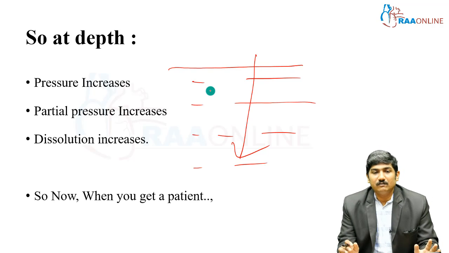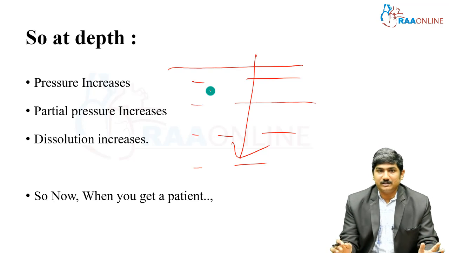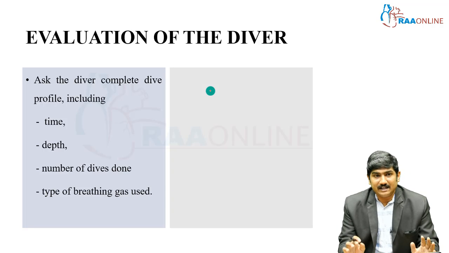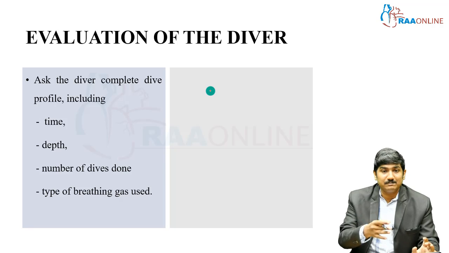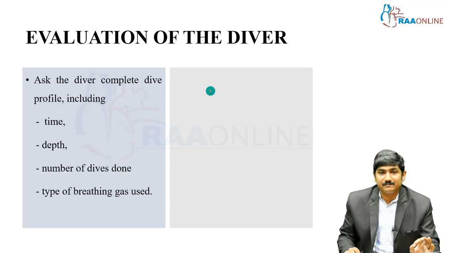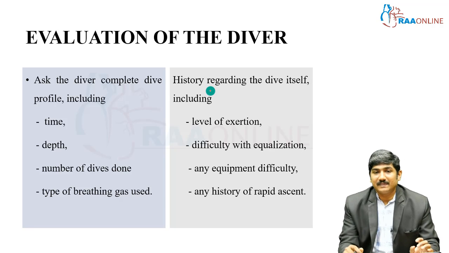Now, when you get a patient, what do you need to do? First thing is evaluation of the diver. Ask the diver for the complete dive profile: the time, how long he was inside, how deep he was inside, whether the number of dives done was one or multiple, and the type of breathing gas he actually used, its composition and mixture. This is about the particular person. You also need to ask about the dive itself: level of exertion, difficulty in equalization, any equipment difficulty, any history of rapid ascent. All these things are very, very important.